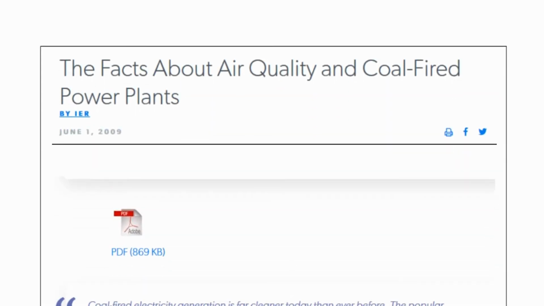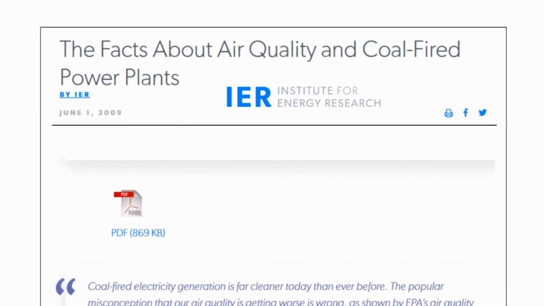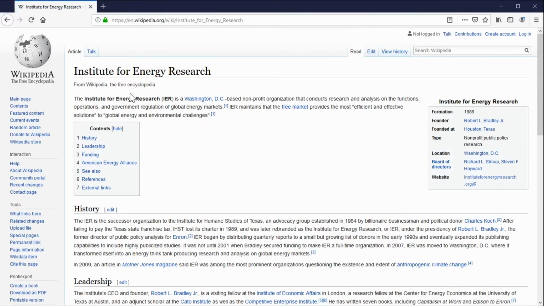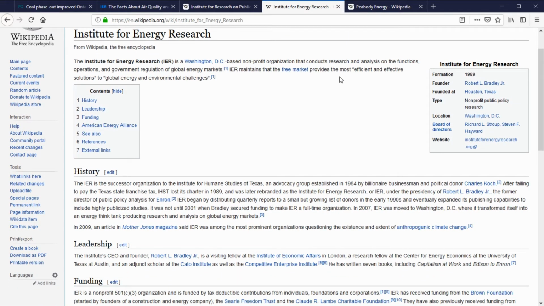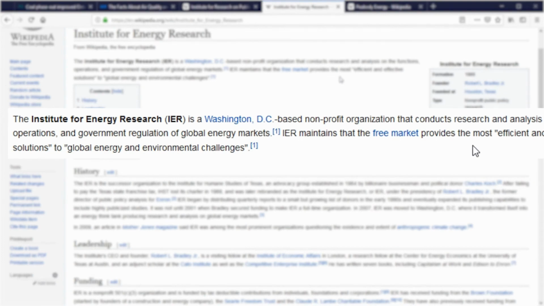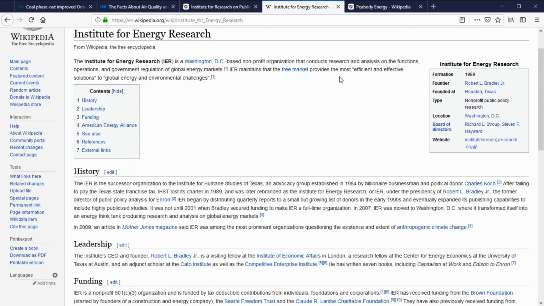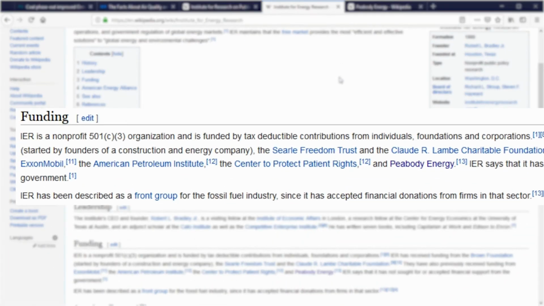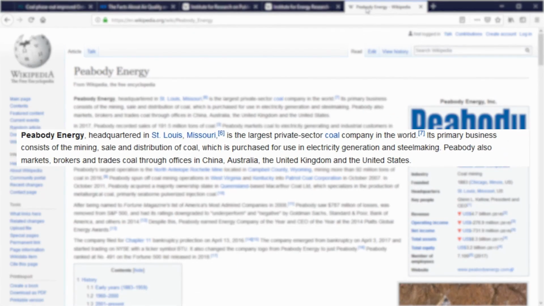Okay, let's check out the second source, published by the Institute for Energy Research. Again, after a quick Google search, we have found a Wikipedia page on the organization. Like the Institute for Research on Public Policy, the Institute for Energy Research is a non-profit organization that conducts its own research. However, taking a closer look at the organization's history, and in particular at its funding bodies, we can see the names of a number of prominent fossil fuel sector companies, including ExxonMobil and Peabody Energy, the latter of which is noted as being the largest private sector coal company in the world.